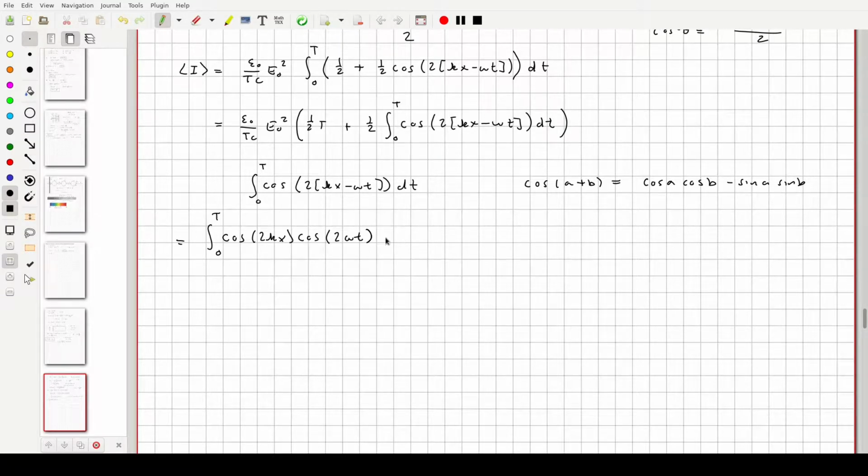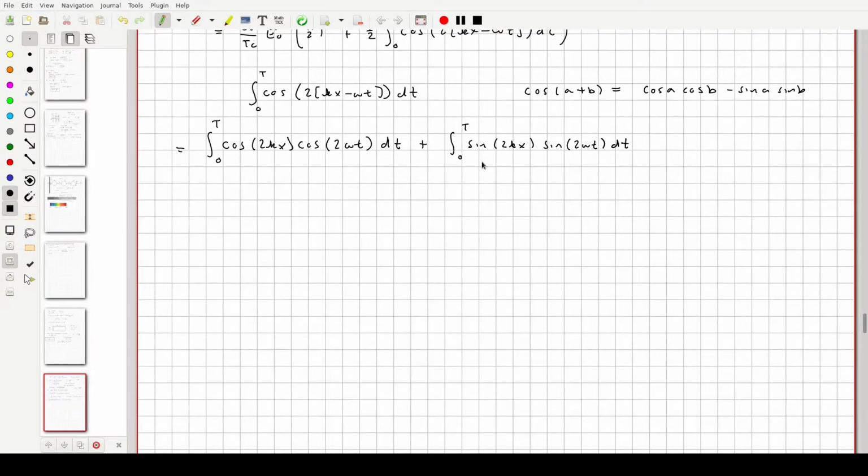Cosine's an even function. And then I have another one. When I plug in the negative, that's going to pull out, since this is an odd function, and make that positive. This would be a sine 2kx times sine of 2 omega t dt. Now I'm only going to do one of these integrals, and there's a reason for that. I'll do the first one just to sort of show you how this turns out.